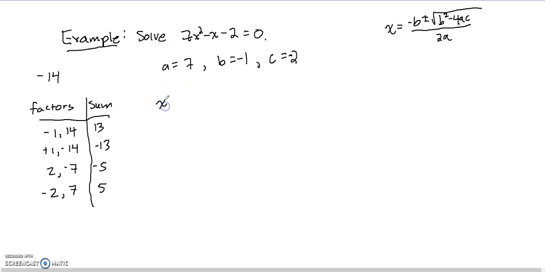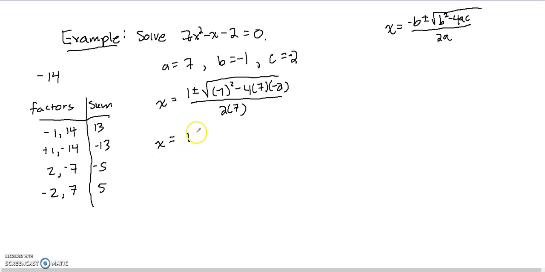So the solutions would be, again, opposite of b. Since b is negative, this first term will be positive, positive 1, plus or minus. Again, b is negative, so we need to make sure we include parentheses. Negative 1 squared minus 4 times 7 times negative 2, divided by 2 times 7. And so that means x is equal to 1, plus or minus the square root of 49 plus, what do we have here? 8 times 7, 56, over 14.